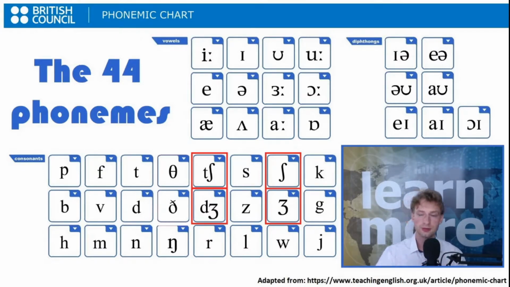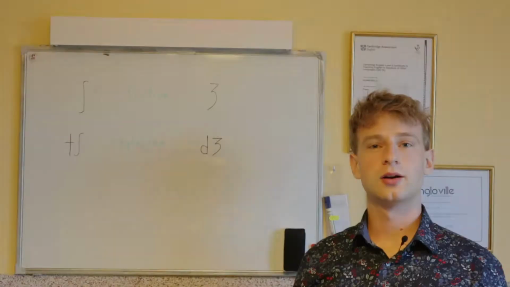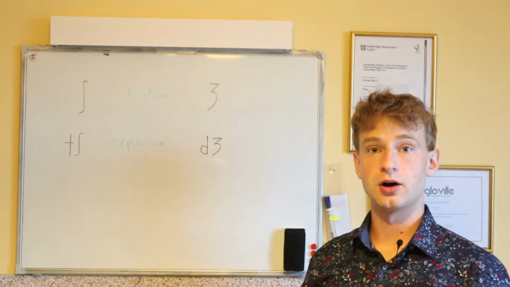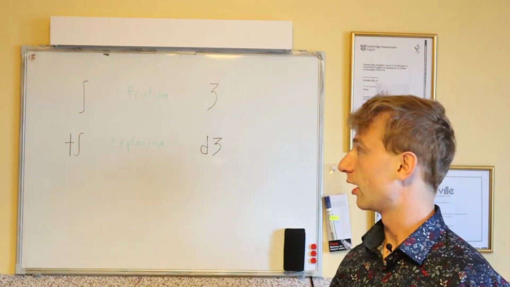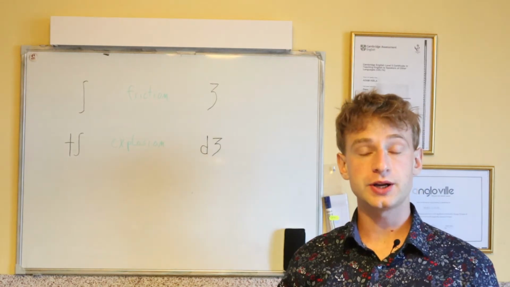So now, we have these sounds. Ch, ch. J, j. Sh, sh, like forest. Yes, leaves in the forest. Sh, and also j. All right, let's focus on sh and j. Okay? Create friction.